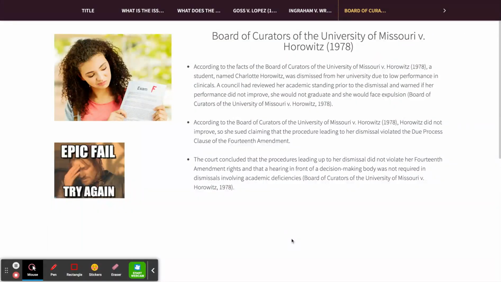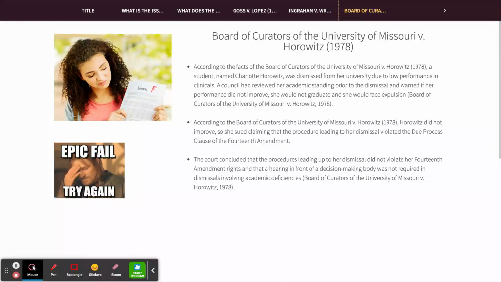The third case relating to this issue is the Board of Curators of the University of Missouri v. Horowitz, 1978. According to the facts of this case, a student named Charlotte Horowitz was dismissed from her university due to low performance in clinicals. A council had reviewed her academic standing prior to the dismissal and warned that if her performance did not improve, she would not graduate and she would face expulsion.